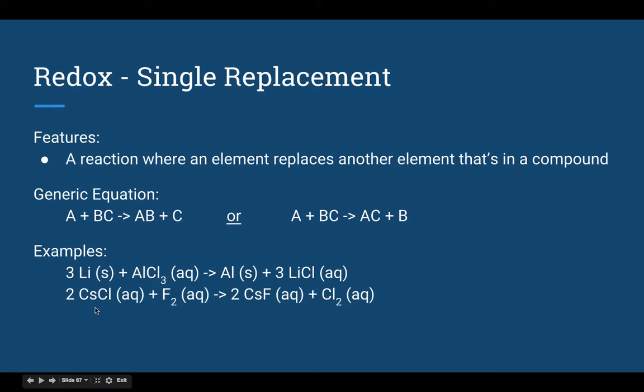Another example here, cesium chloride reacting with fluorine. Fluorine's one of the most reactive substances out there. Fluorine will very much like to replace chlorine or chloride in this compound. And so what you have is exactly that happening. So we're left with cesium fluoride and chlorine gas.